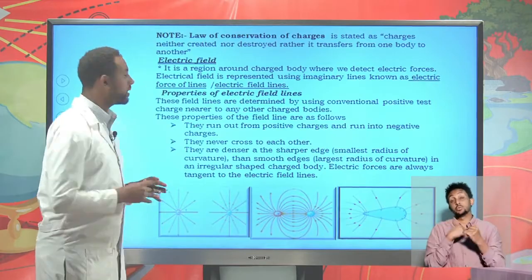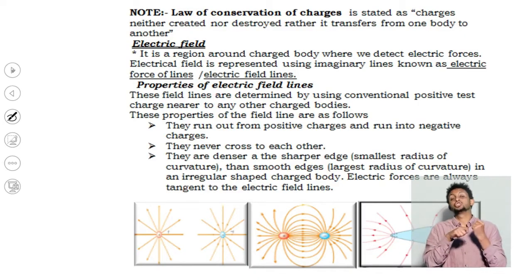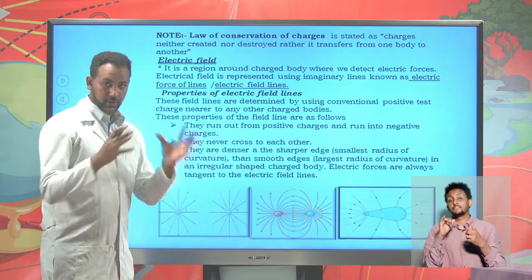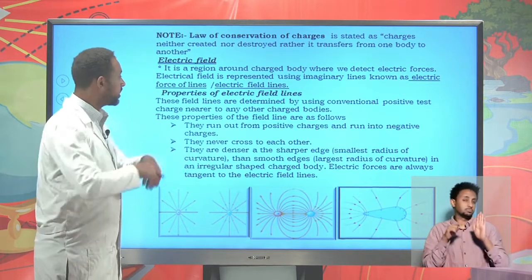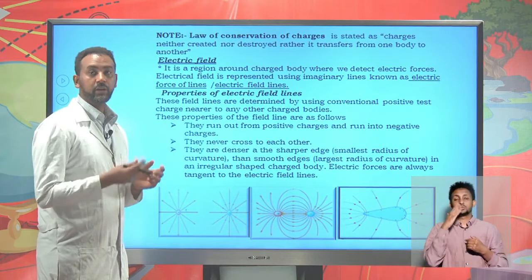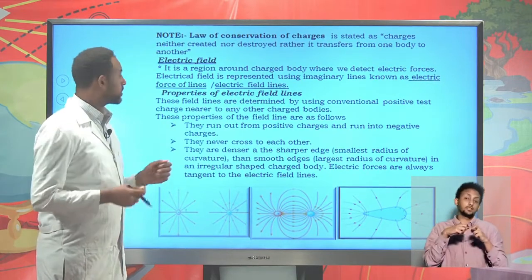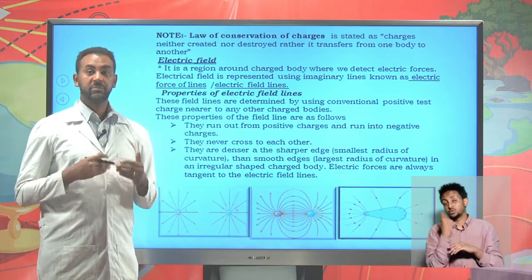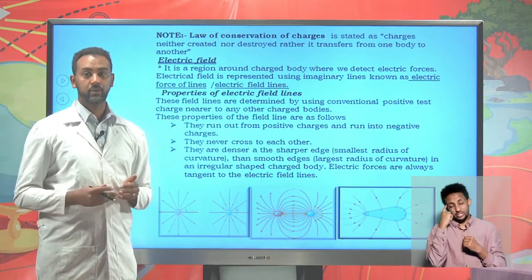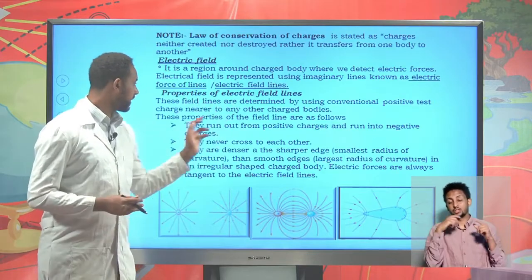Now let's try to see what is around the charged body. Around any charged body, there is a field, or a region. That region is where we detect electric force, and it's known as the electric field. So it's a region found around any charged body. It might be a plus or minus charged body, so there will be a region where you can detect the electric force. This is known as the electric field, and the electric field can be represented using imaginary lines known as electric field lines or electric lines of force.